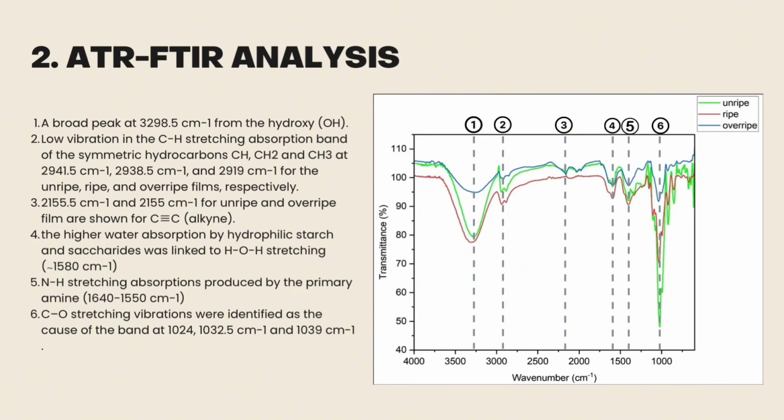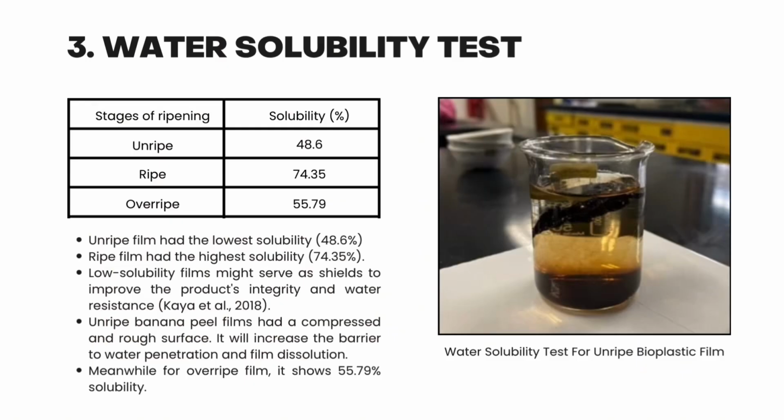2,155.5 per centimeter and 2,155 per centimeter for unripe and overripe film are shown for the triple bond C. The higher water absorption by hydrophilic starch and saccharides was linked to HOH stretching and NH stretching absorption produced by the primary amine. CO stretching vibrations were identified as the cause of the band at 1,024, 1,032.5 per centimeter and 1,039 per centimeter. Water solubility varied with the ripeness of the bioplastic film.